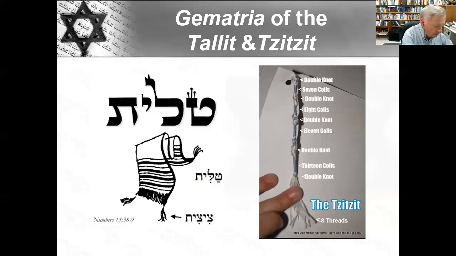I also have a very large tallit that I actually use to make a chuppah out of. You can see the blue there. It may not be focusing so well, but you can see the blue. An Ashkenazi tallit has at each corner a double knot, 7 coils, a double knot, 8 coils, a double knot, 11 coils, a double knot, 13 coils, and then a double knot. And there are 8 threads in the tzitzit. Everybody with me so far? So the question is, how did the rabbis come up with this way to tie the tallit?